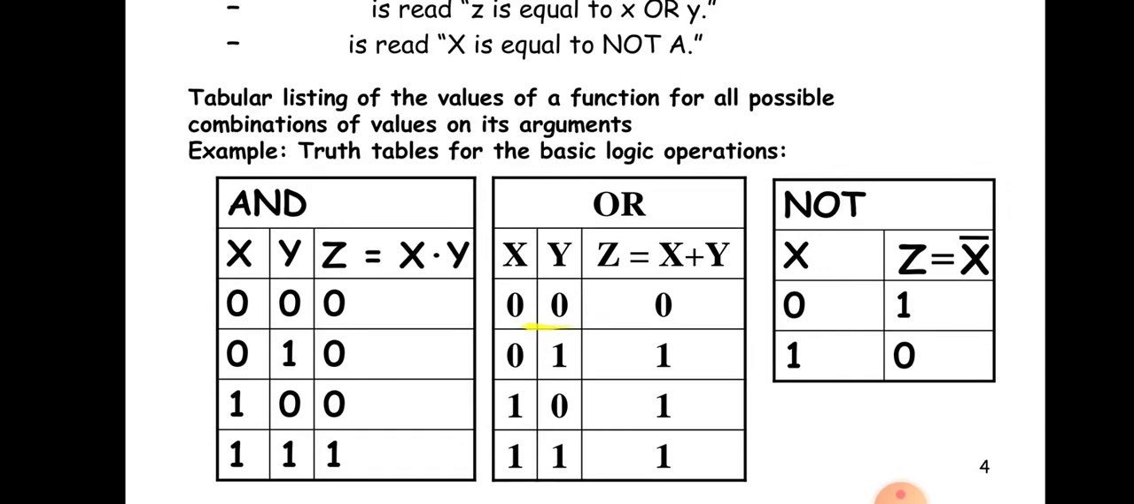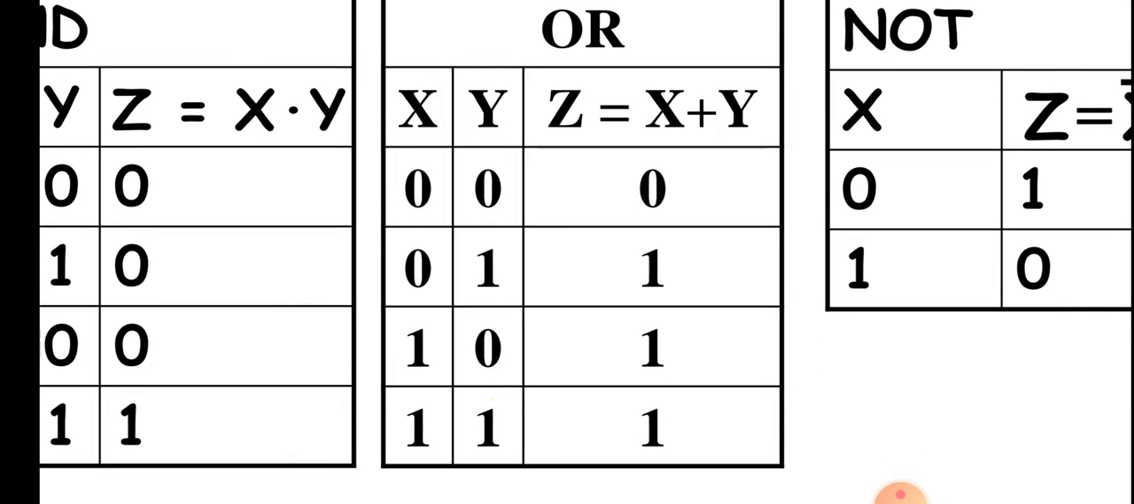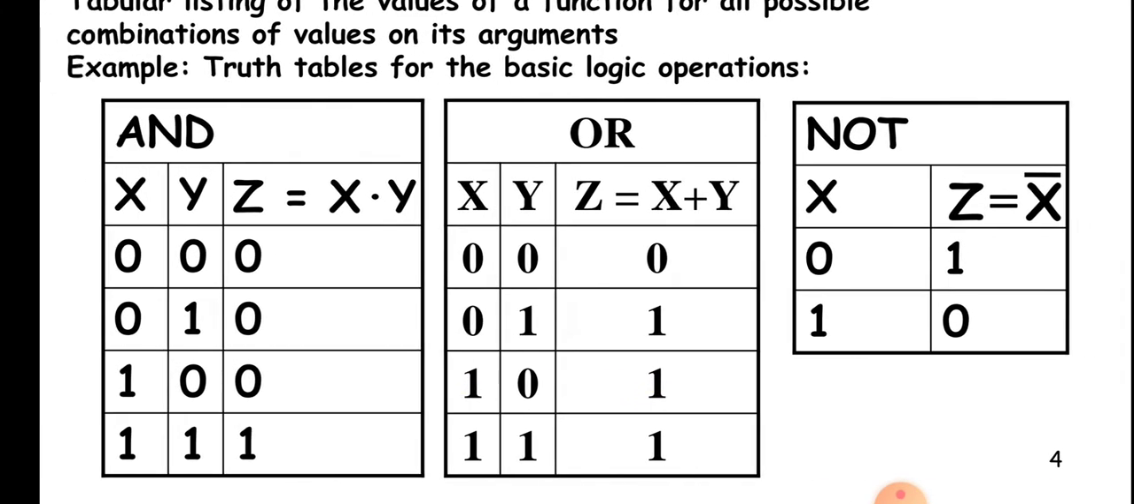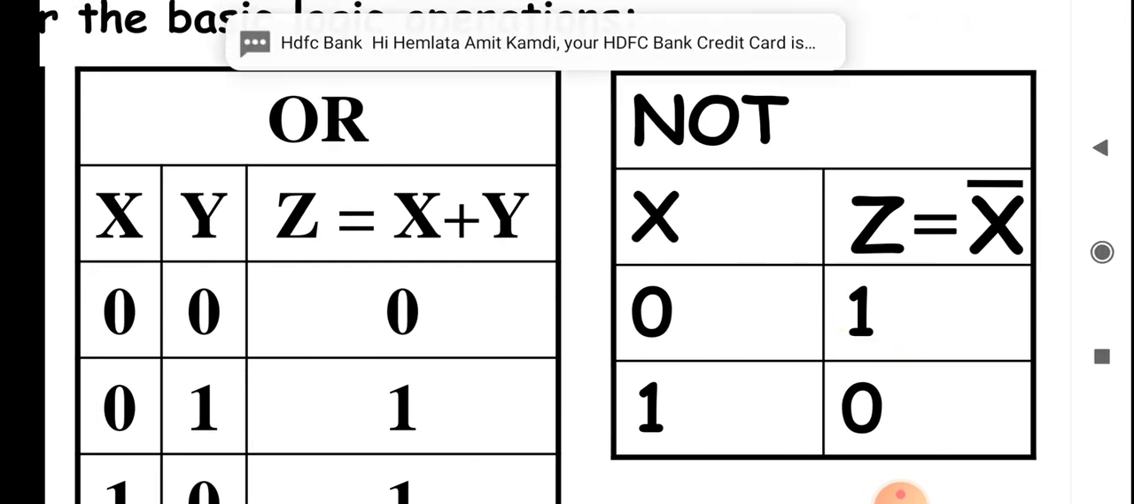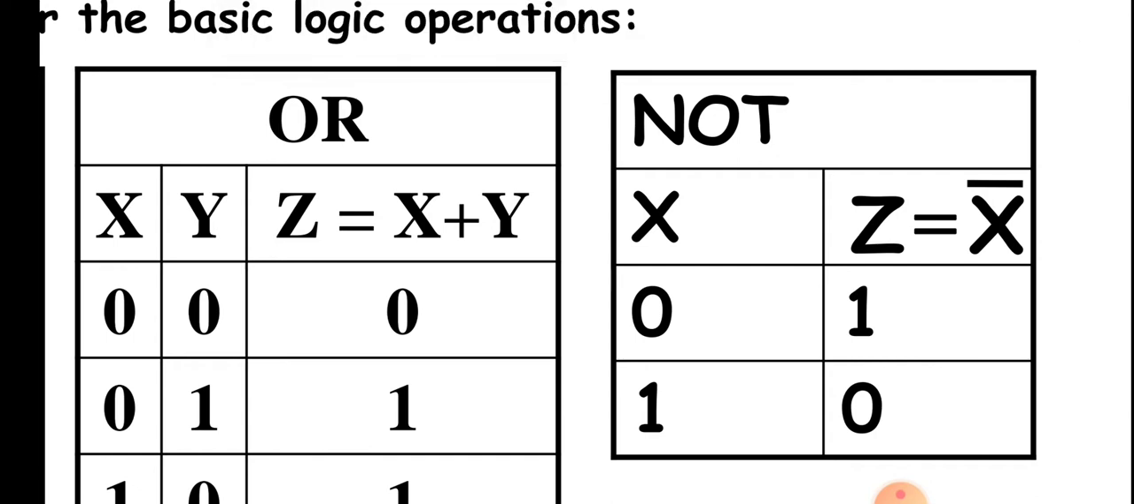Then for the OR gate, we have already seen that OR is for the sum purpose, that is the sum term for addition. The same two input units we take here, so the possible combinations are again 0 0, 0 1, 1 0 and 1 1. See here the output for the sum operation: 0 plus 0 is 0, 0 plus 1 is 1, 1 plus 0 is 1, and 1 plus 1 is 1. So this is for the OR operation. And for the NOT, we have to take the inverse of the input variable. For 0, the inverse is 1. For 1, the inverse is 0.